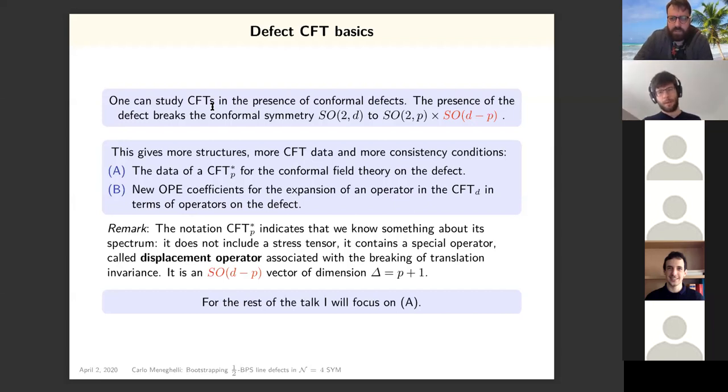Sorry, about the displacement operator. If you have a one-dimensional defect, then yes. What is the displacement? You said D minus p. So in N equals 4, in the line defect, it's a rotation around the line. Yeah, but really think about the field strength. If you have a Wilson line and you wiggle the Wilson line, it's the same as inserting a field strength, right? And the field strength has definite dimension 2. Delta equal to p plus 1 for the line is 2. And it is an SO(D-p) vector, which is 4 minus 1, which is SO(3).